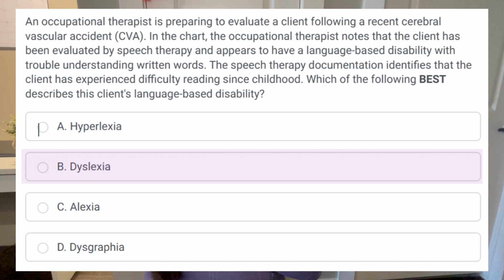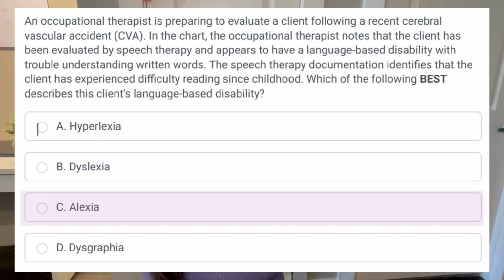So I'm just going to choose it and then let's move on to the next two. Next we have option C, which is alexia. Now, alexia is probably less common. You hardly ever hear about it, but alexia is an acquired reading disability.